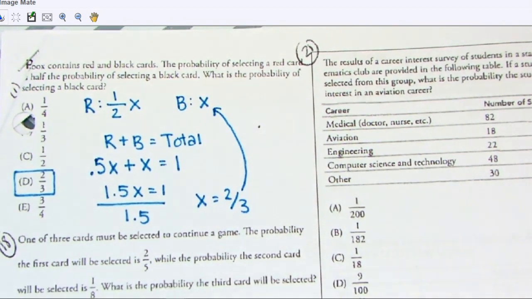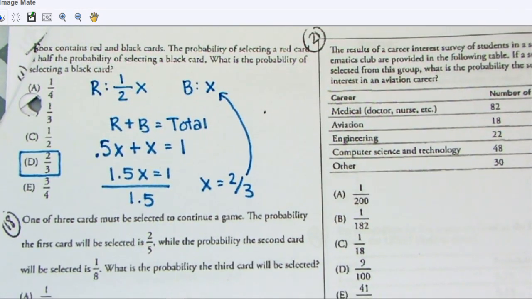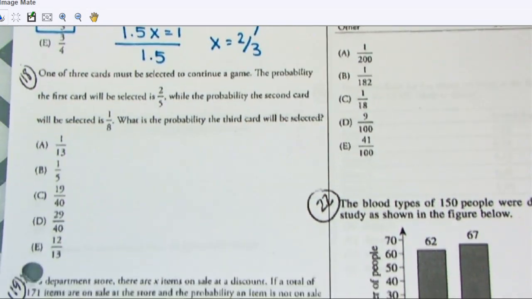So the thing about probability is that it should always add up to equal 1. The total is always 1, which means it's complete. It's not missing any pieces. All right, number 18, one of the 3 cards must be selected to continue a game.